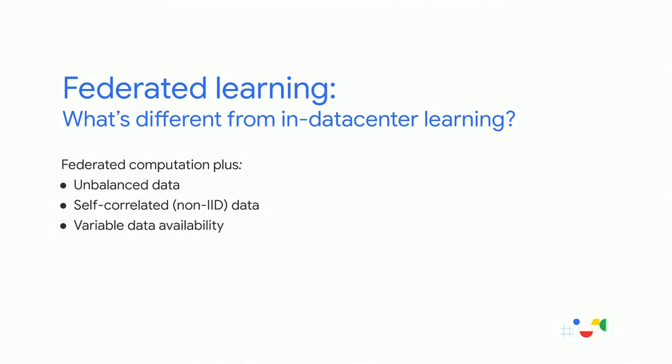Similarly, the data in federated computation is very self-correlated. It's not a representative sample of all users typing. Each device has only one user's data in it. And many distributed training algorithms in the data center make an assumption that every compute node gets a representative sample of the full data set.